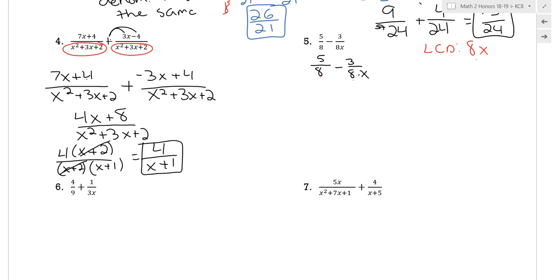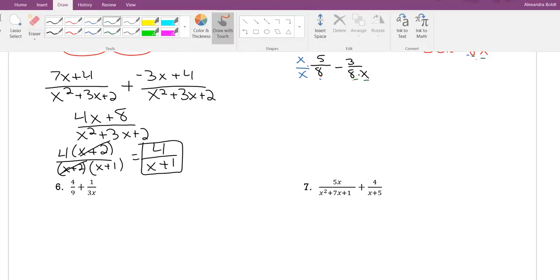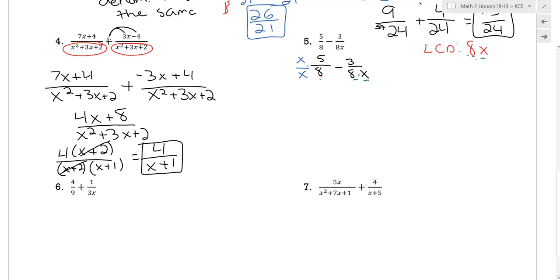So now, what are we missing? This one has the 8, it's just missing the x. This one has the 8 and the x. It's not missing anything. I don't have to do anything to that problem. That's nice. So I have 5x over 8x minus 3 over 8x, just multiplying both of these in.